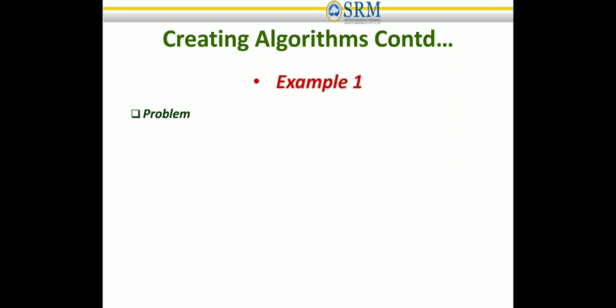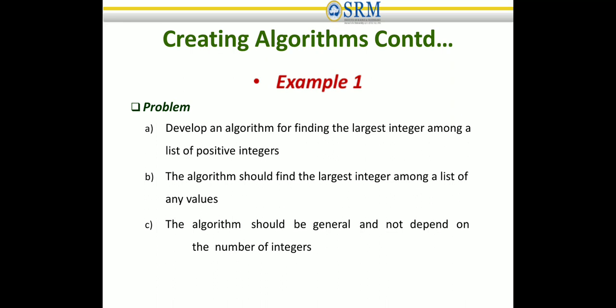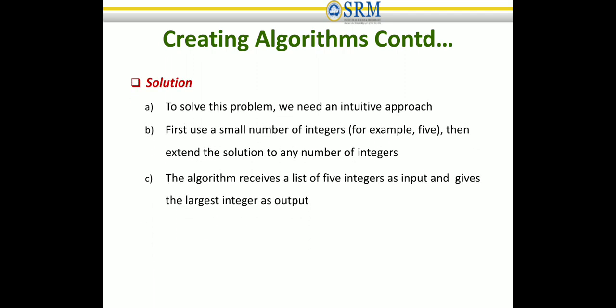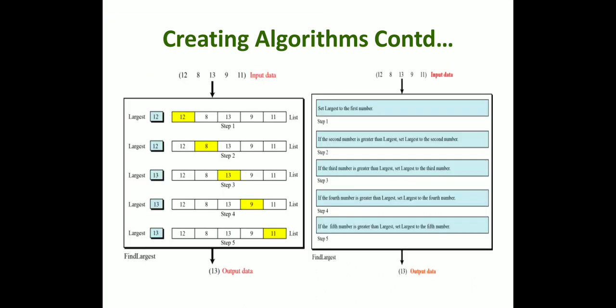See, we have given an example here: to develop an algorithm for finding the largest integer among a list of positive integers. This is one common example used for explaining algorithms. To solve this problem, we need an intuitive approach. First, use a small number of integers, then extend the solution to any number of integers. For example, 5. The algorithm receives a list of 5 integers as input and gives the largest integer as output.